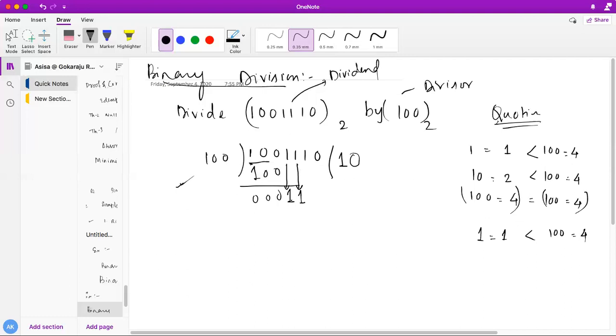Okay, next this is 1 1. If I perform with 1 1, which will be 3, again it is less than 100, which is 4. So I cannot perform the division again. So I have to drop down again one more 1.